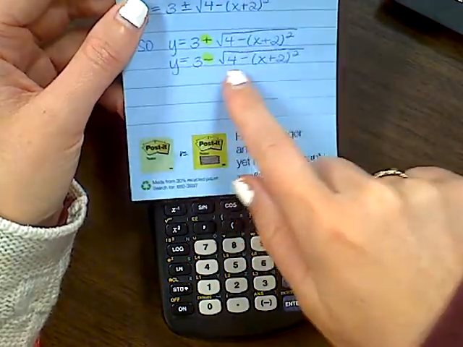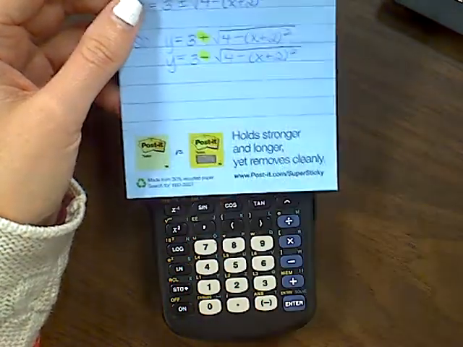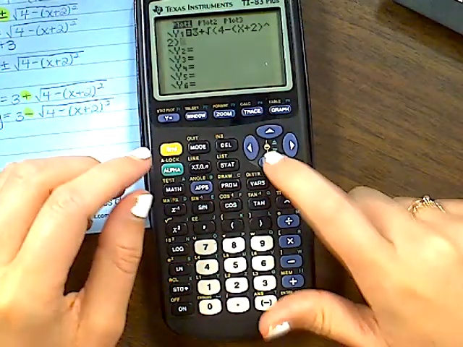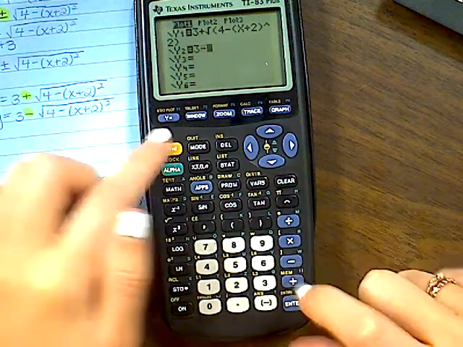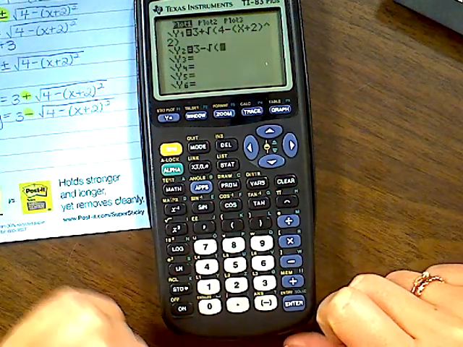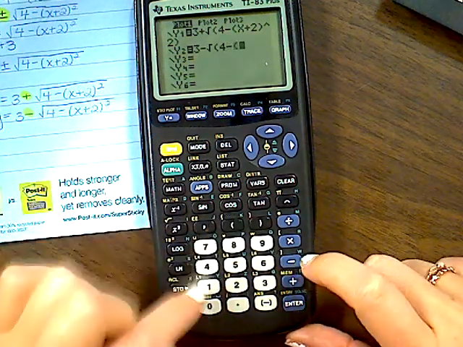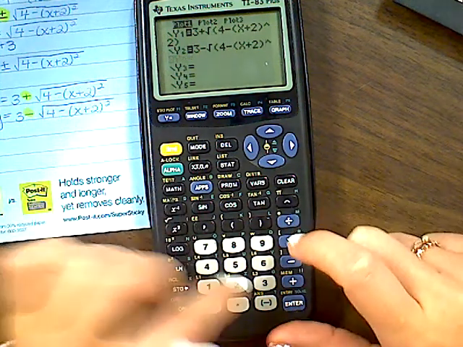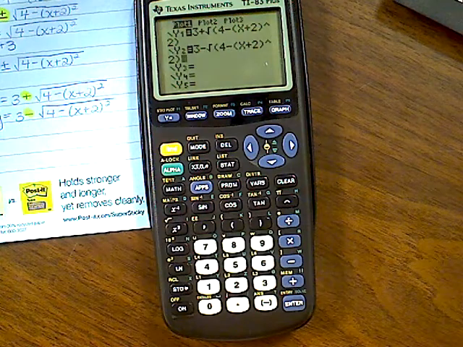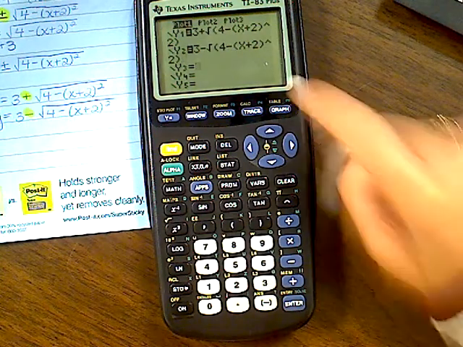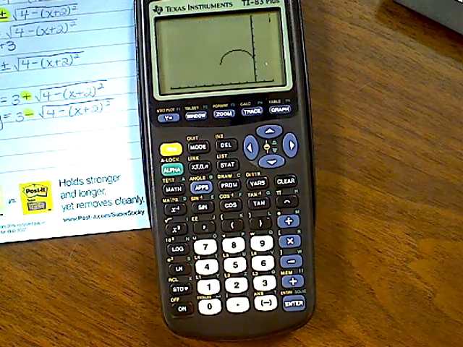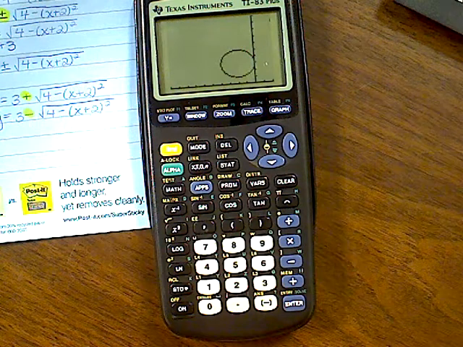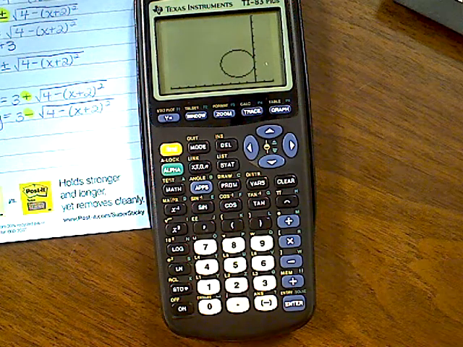So now we're going to do the same thing. All we're going to change is the minus sign. So now I'm going to have 3 minus the square root of 4 minus (x plus 2) squared. And again, remember to close the last parenthesis. Click enter. Now when I graph it, you can see it makes the whole circle.